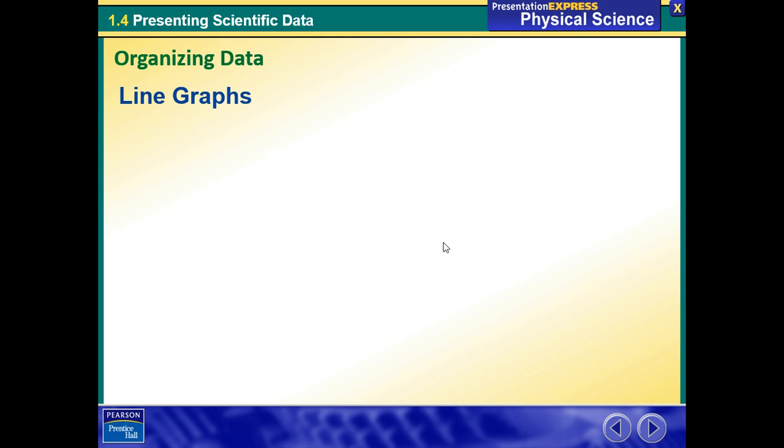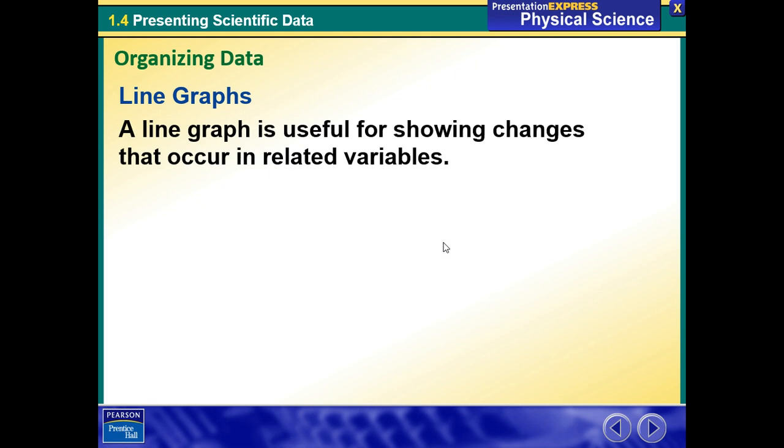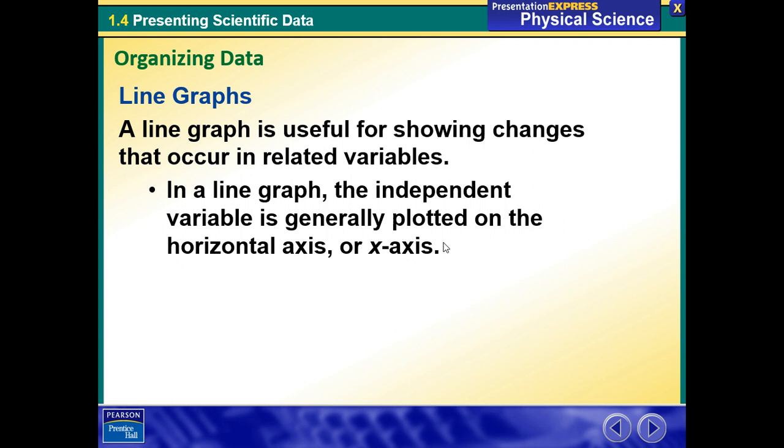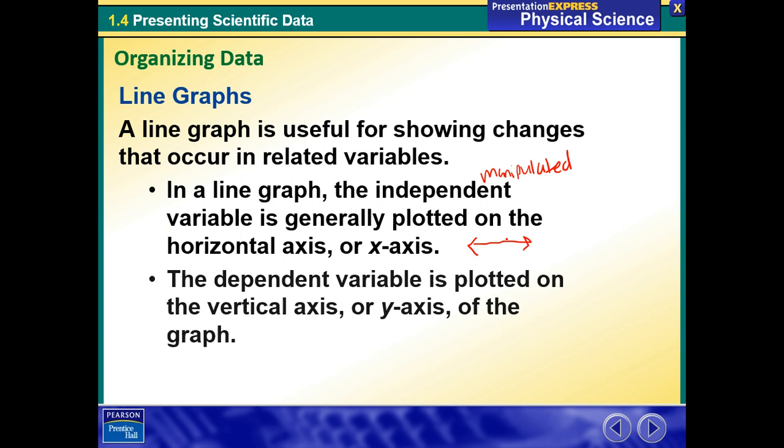Now let's go into talking about graphs and different types of graphs. First one we're going to talk about is a line graph. A line graph is useful for showing changes that occur in related variables. So in a line graph, the independent variable, remember also called the manipulated, is generally plotted on that horizontal axis or your x-axis. So remember when we had that graph up at the beginning, that is going to be the one that runs left to right. The dependent variable, also known as the responding, is plotted on your vertical axis or your y-axis. This is going to be the one that runs up and down.